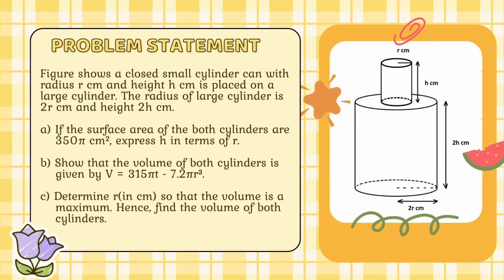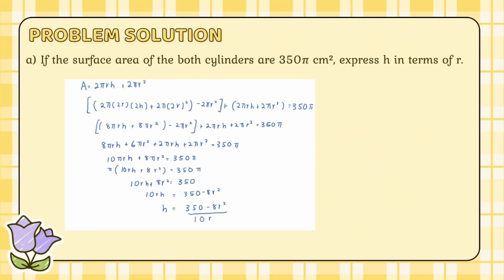Now moving on to our problem statement, we can see from the figure over here, it shows a closed small cylinder can with radius of r centimeter and height of h centimeter that is placed on a larger cylinder. The radius of the large cylinder is 2r centimeter and height of 2h centimeter. For question A, if the surface area of both cylinders is 350 pi cm square, express h in terms of r.